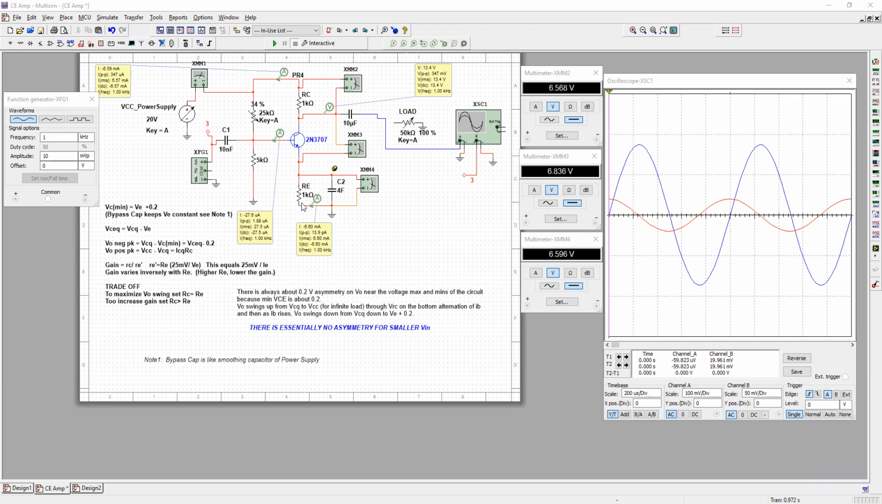Now we have to understand the importance of RE. RE provides us negative feedback. When we turn on our AC circuit, RE will not factor in anymore. So let's be clear that right now, this effect that we're about to talk about only occurs in the DC mode, in the DC operating mode.